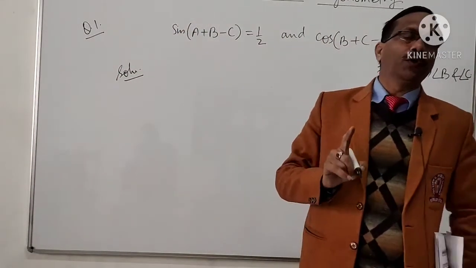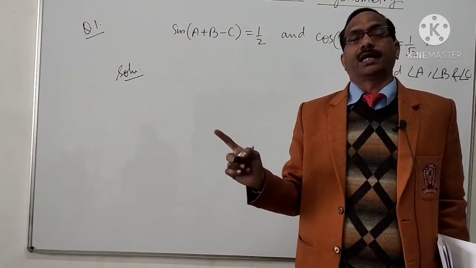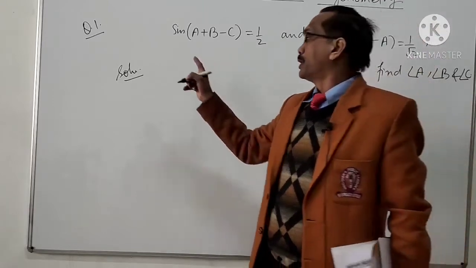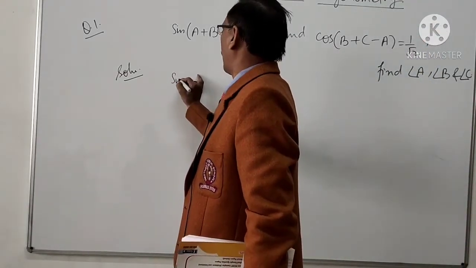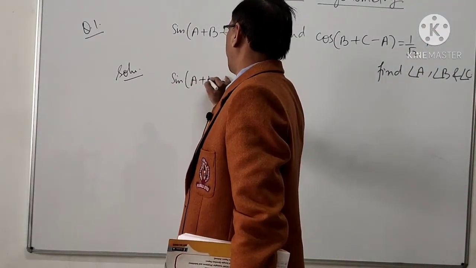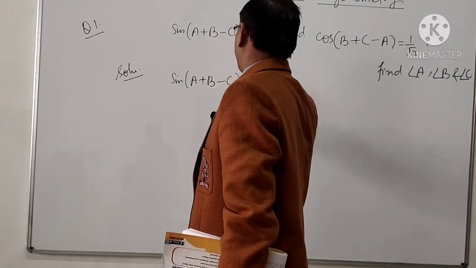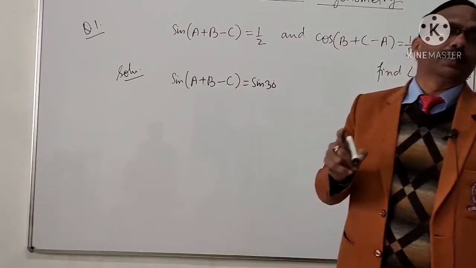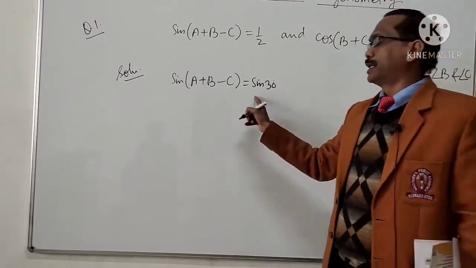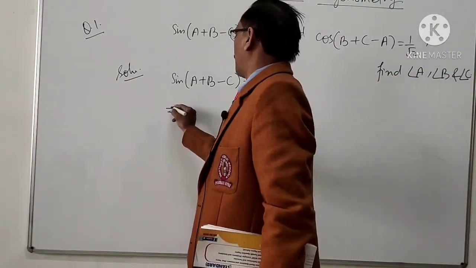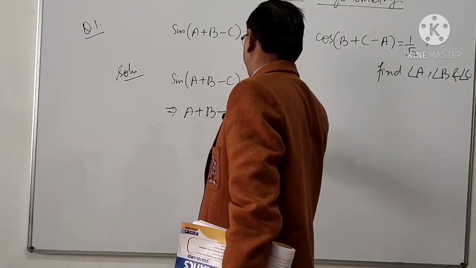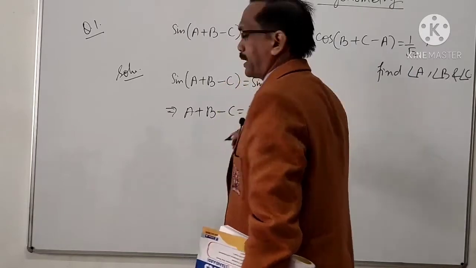Student, as you know, in the trigonometrical table, value of sin 30 is 1 by 2. Therefore, sin(A + B − C) equal to sin 30 degree, because 1 by 2 in the sine table is 30 degree. This implies that A + B − C equal to 30 degree. It is equation 1.